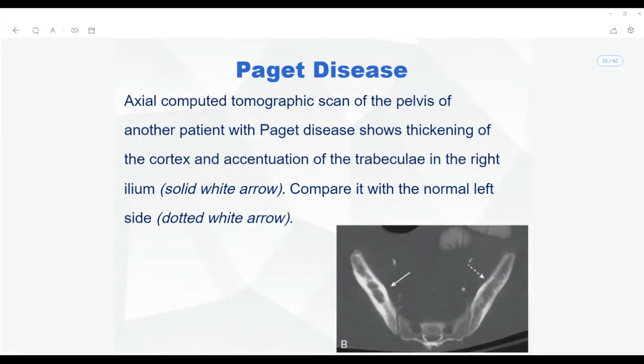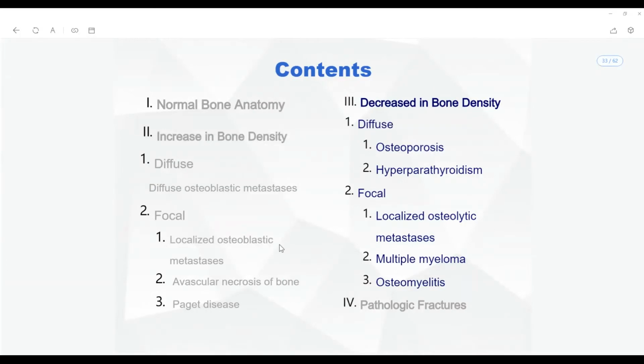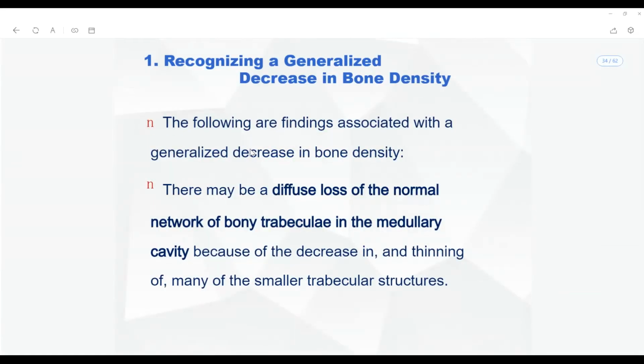All right. Now we are going to look at some of the diseases related to decreased bone density. We will be talking about two particular types, the focal and the diffuse decrease in bone density. Right now this part of the chapter is fairly easy to understand. We have got our concepts very strong now. Now you see here in decreased bone density, there is a diffuse loss of the normal trabecular network. Fair enough, it is quite easily understood.